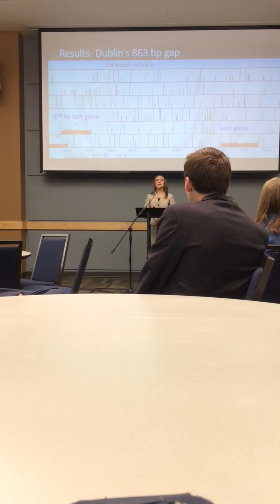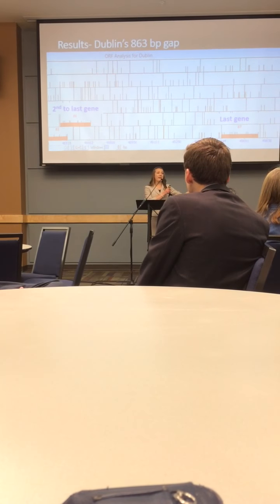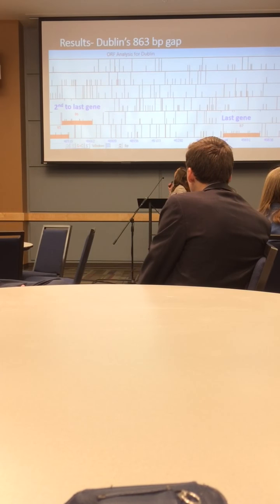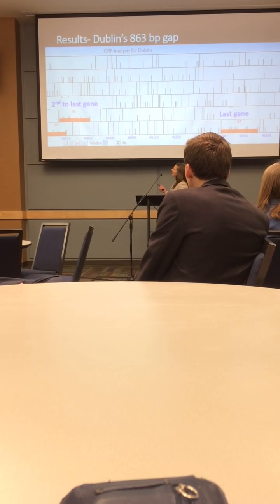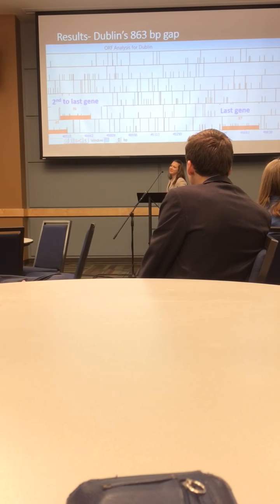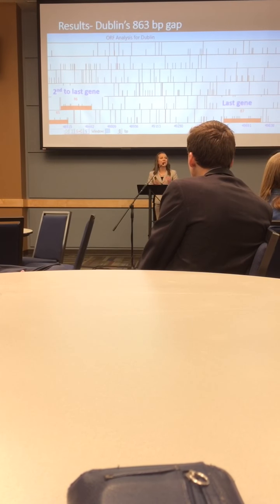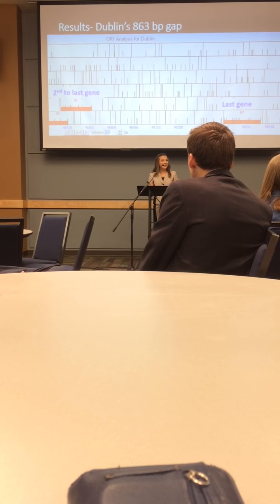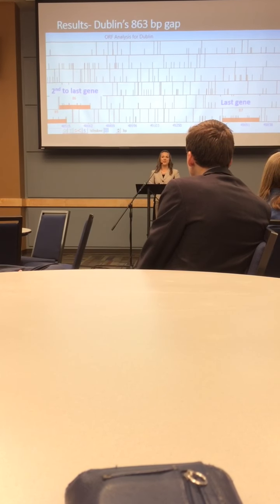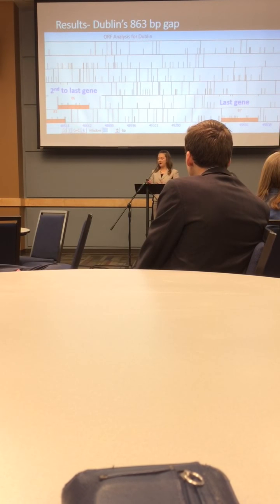This picture is from the ORF analysis in DNA Master on the extreme right-hand side of phage Dublin's genome. As you can see here, we have the second to last gene and then the last gene, with no auto-annotated genes between it. Ladies and gentlemen, this is an 863 base pair gap. And according to guiding principles, this should not often occur. So our research was centered around figuring out why this happened.